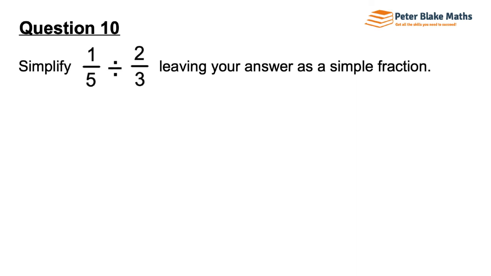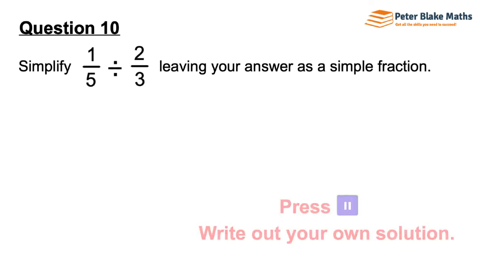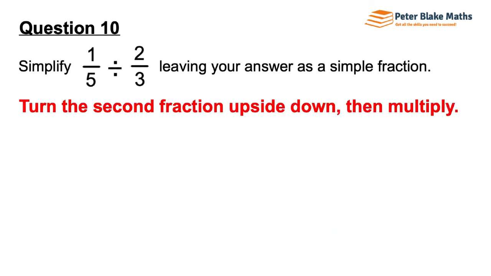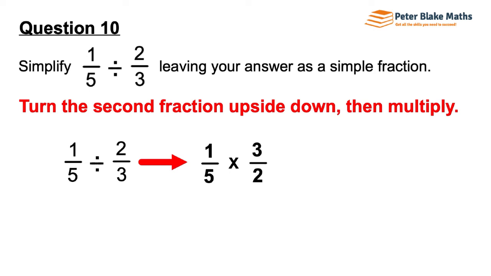Question 10. Simplify 1/5 divided by 2/3, leaving your answer as a simple fraction. Okay, when we divide by fractions, we turn the second fraction upside down, then we multiply. So here we have 1/5 divided by 2/3 becomes 1/5 multiplied by 2/3 turned upside down, which is 3 on 2. Fancy rule, but it's pretty cool, I reckon.